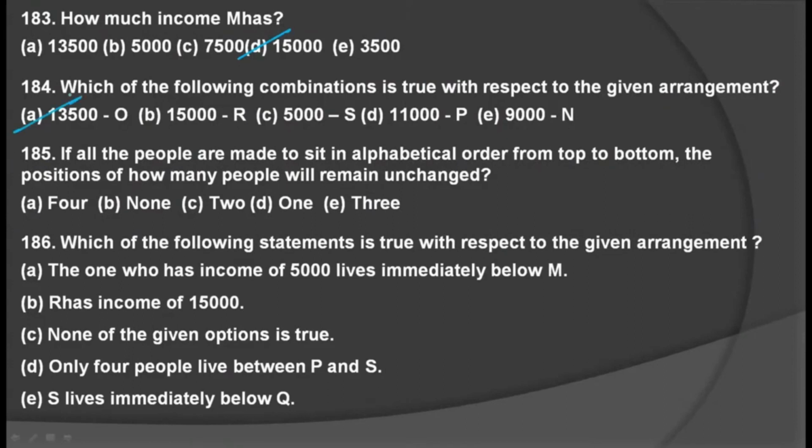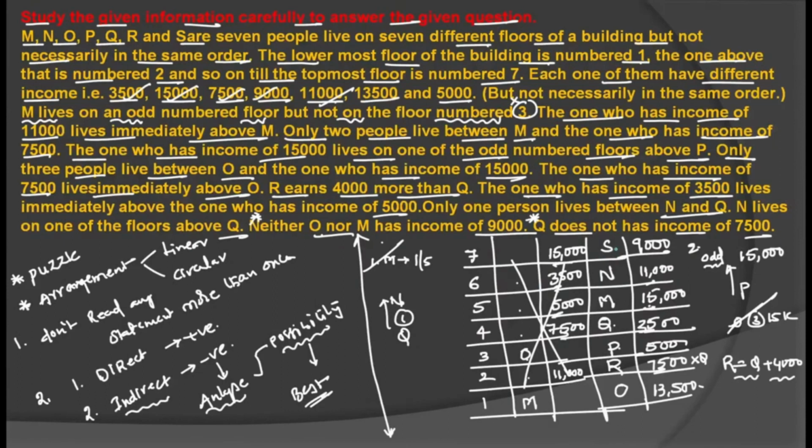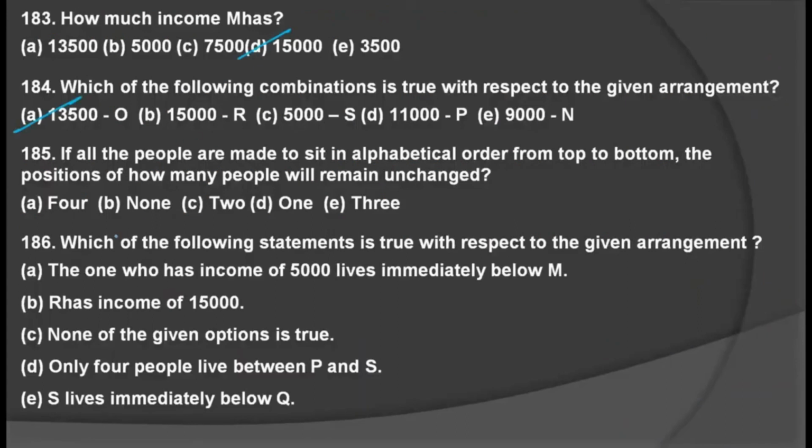Next one. If all the people are made to sit in alphabetical order from top to bottom, the position of how many people will remain unchanged? You have to arrange them in alphabetical order. Now M, N, O, P, Q, R. Guys, there are two elements which have not changed their position. Now you can choose your option.